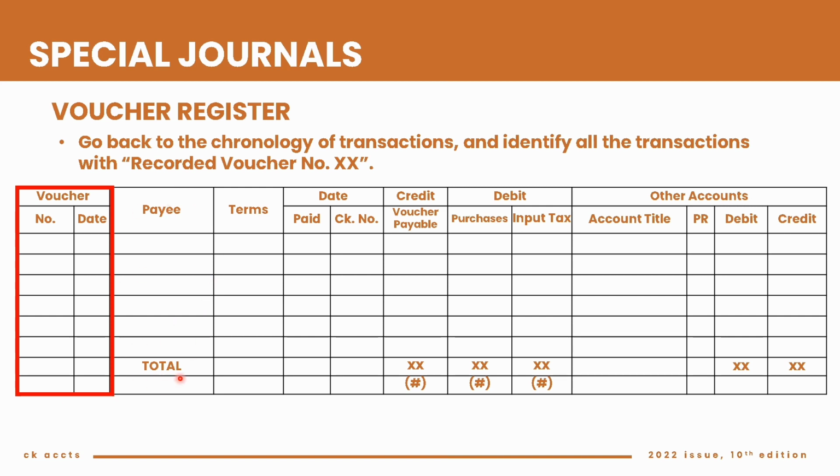Okay? Then, we have column for payee, then the terms, kung ano yung given na terms dun sa mga transactions na yon. So, you have to put it there. Then, we have the column for date. So, date paid, kailan ba binayaran yung voucher na to? At date ng check number, the check number kung kailan binayaran yung voucher, ilalagay nyo rin dito.